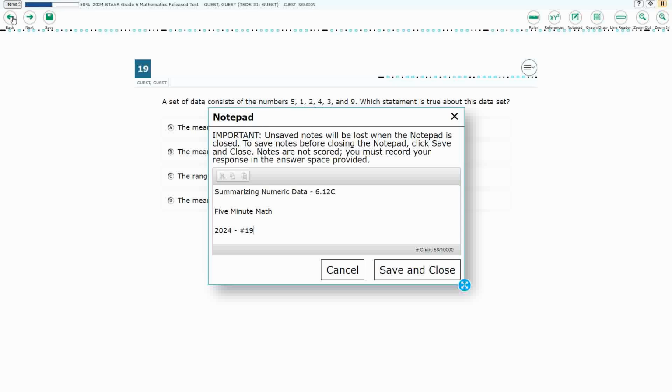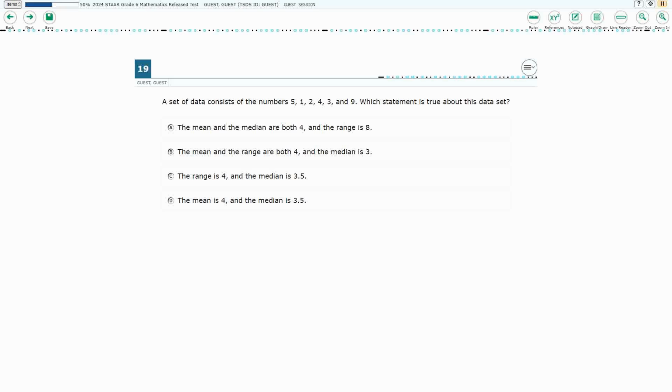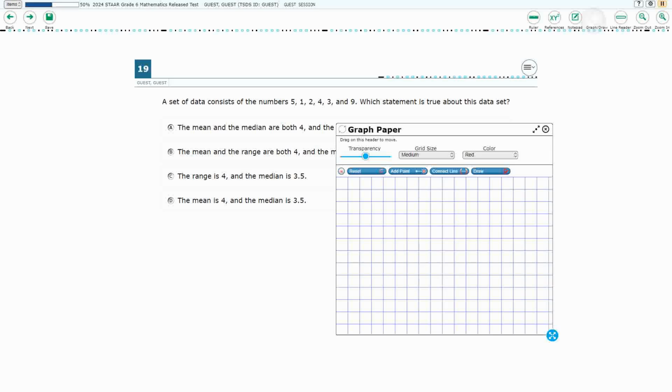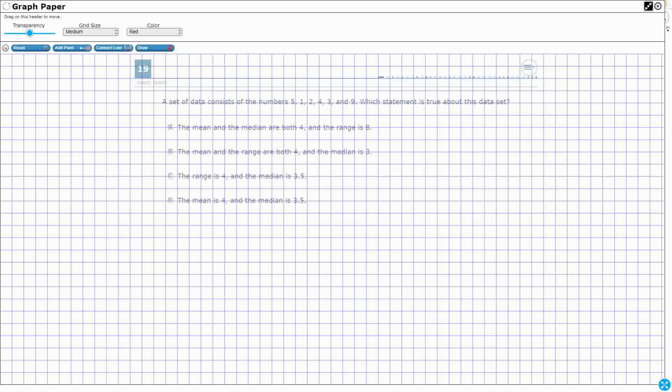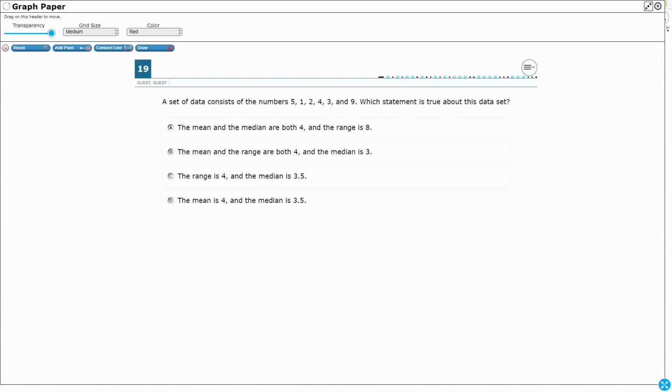Today we are looking at the 6th grade concept of summarizing numeric data. This is standard 6.12c in the great state of Texas, and we are using item number 19 of the 2024 released STAAR test. If you haven't done so already, please go ahead and take a moment to pause the video, work this problem out on your own, unpause it, and we will look at our answers together.